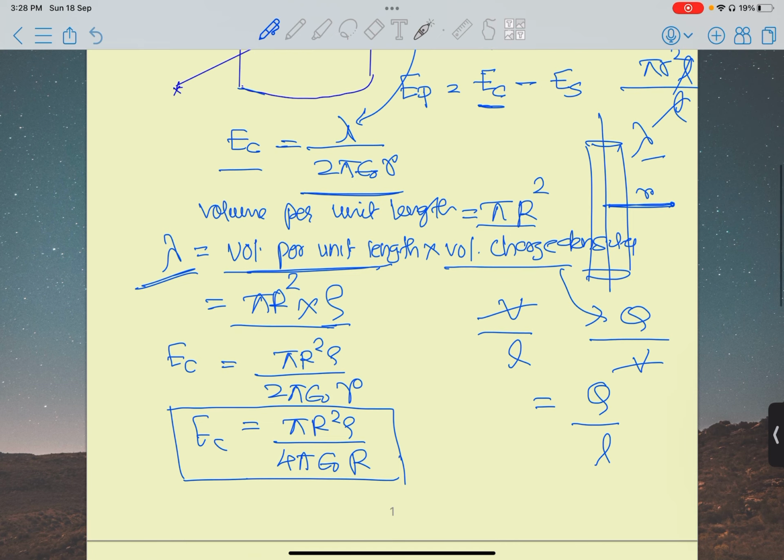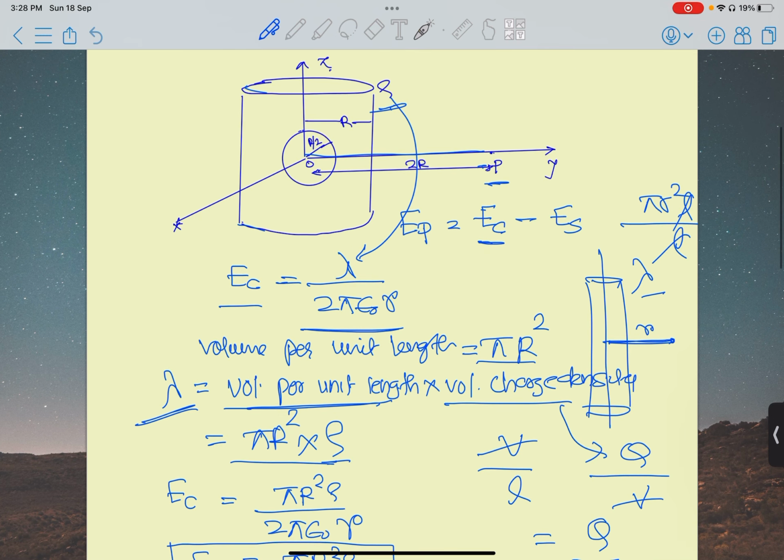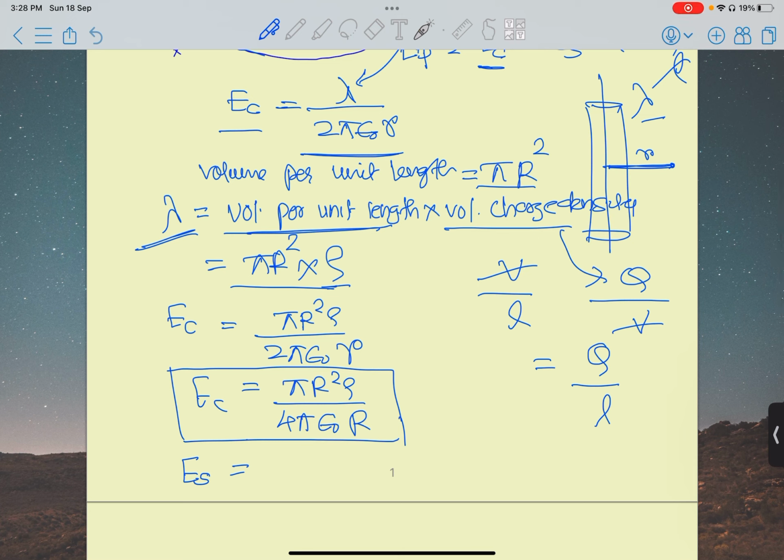Now, what is the expression for E_S, the electric field because of the sphere? And what is the radius of the sphere? It is R by 2. And it is a straightforward formula. Electric field because of the sphere is 1 upon 4 pi epsilon naught, Q upon distance square, but the distance is 2R, so it is 2R square, and finally it is Q upon 2 square is 4, 4 into 4 is 16 pi epsilon naught R square.